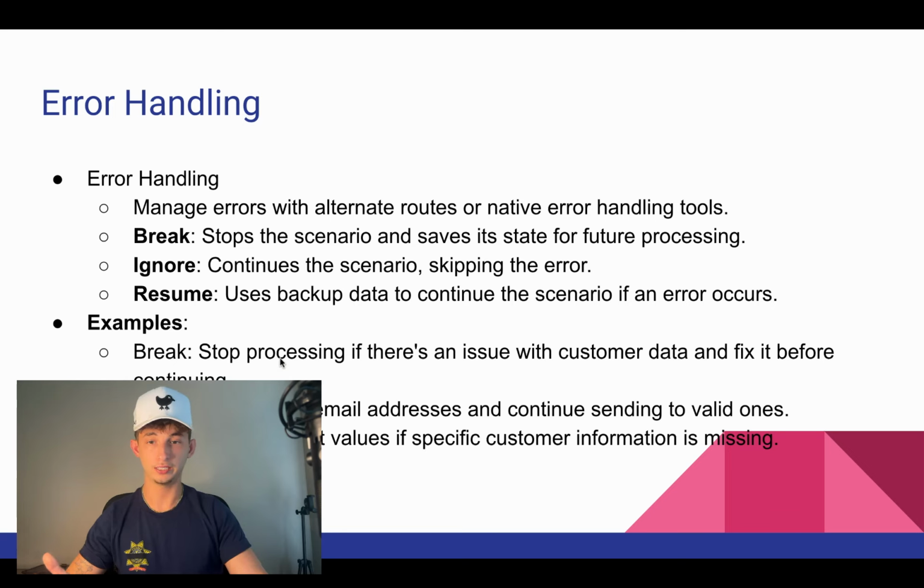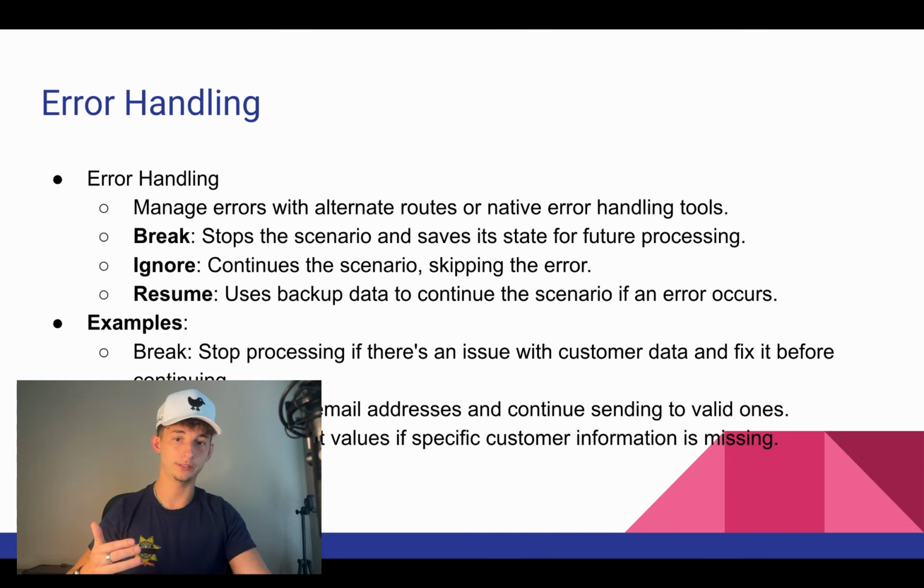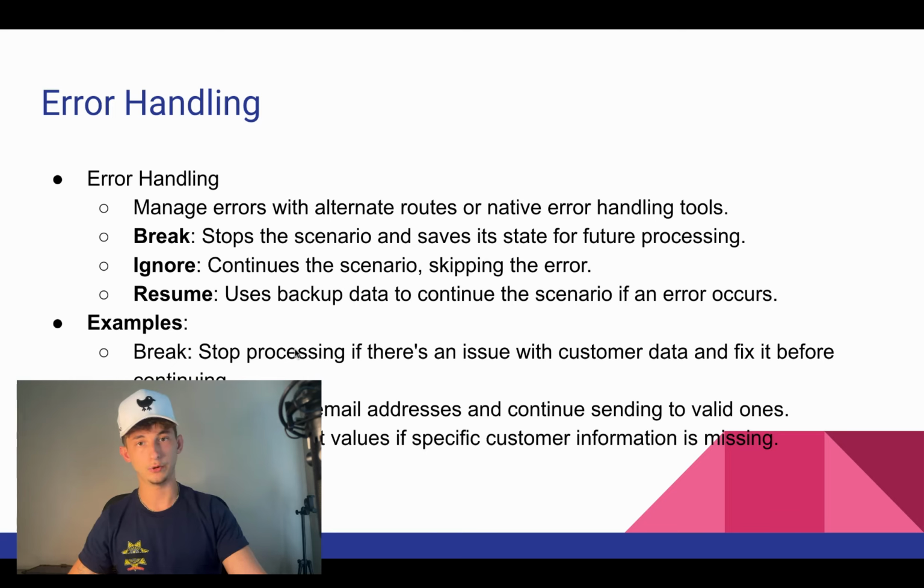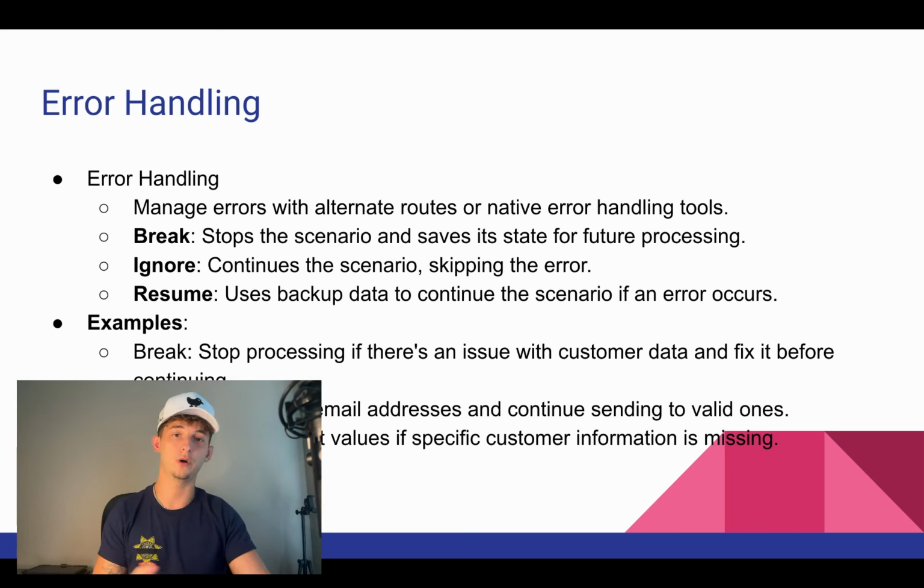So if there's a break, you could just include an ignore error handling, and essentially it'll just continue the automation. It won't stop processing. You won't have to go back in there and continue the automation yourself. It'll keep going, but just skip the one process that it didn't work for. And then resume uses default values if specific customer information is missing. But going back to make.com and what we were talking about with that filter and that path, if they didn't have the name in their form, then you could just give them a default name.